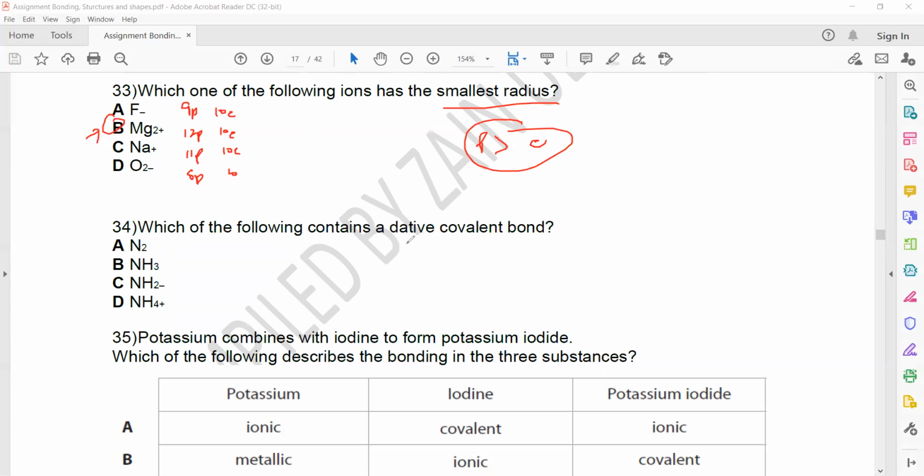Which of the following contain a dative bond? So dative bond is there in ammonium. Nitrogen belongs to group 5, so it will share 3 electrons. And there is a lone pair on nitrogen, and that lone pair is shared with a proton or hydrogen ion. So this bond is a dative one. So D is the right answer for this.